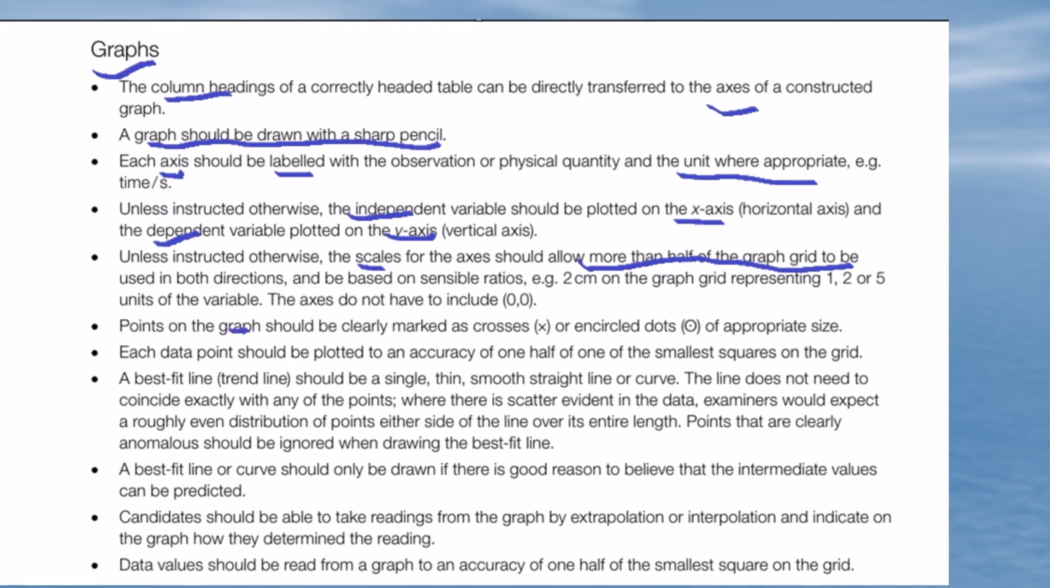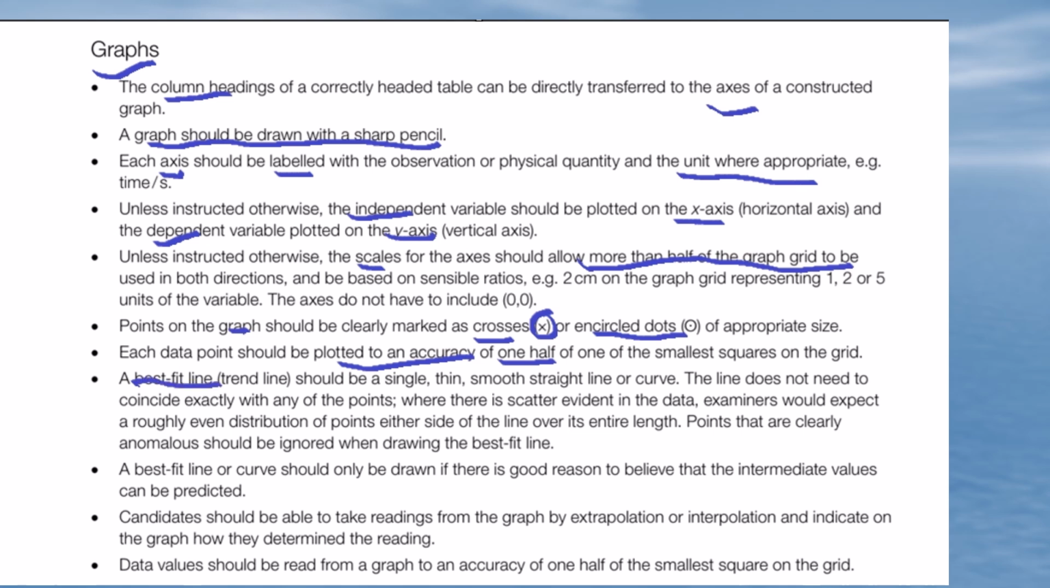Points on the graph should be marked as crosses or encircled dots. I know that the Cambridge people, they like crosses. So please use that. Be precise. Each data point should be plotted to an accuracy of half of the smallest square in the grid. So if you have a millimeter square, your data point should be within half a millimeter.